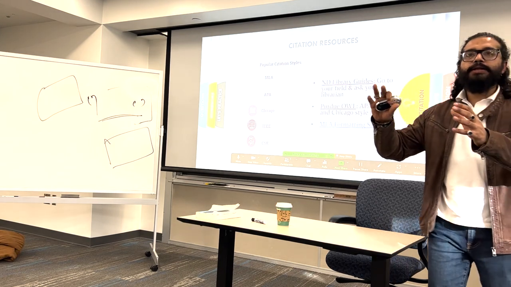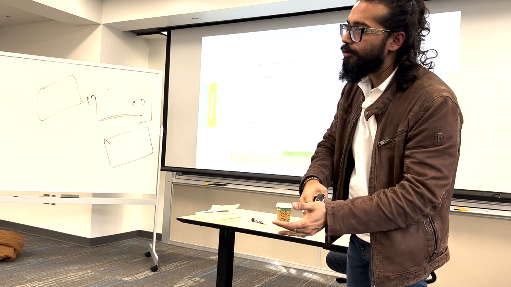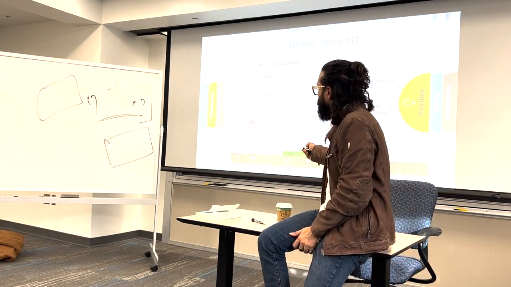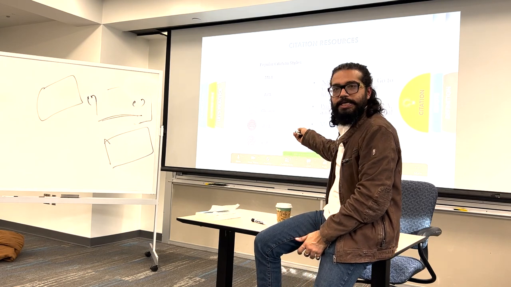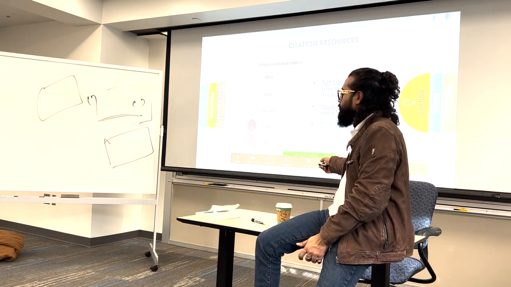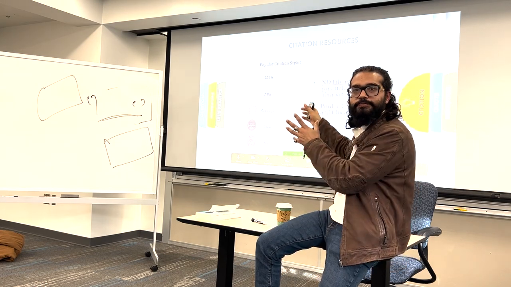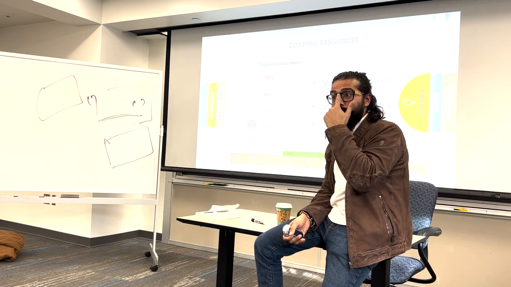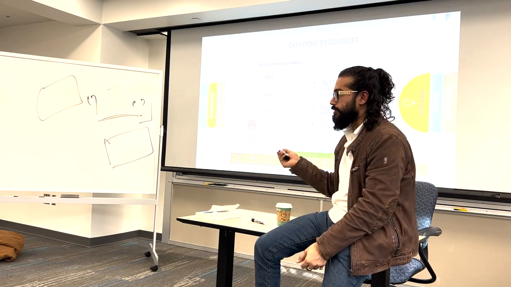We all know that we either heard of it or we might have already seen and done it. MLA, APA, Chicago, IEEE, CSE. CSE is not here, Computer Science and Engineering. It's just an abbreviation of a styling format. Harvard, they have their own styling format. Chicago has their own styling format.